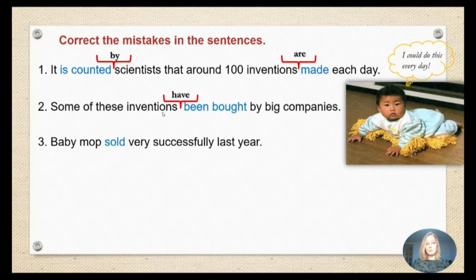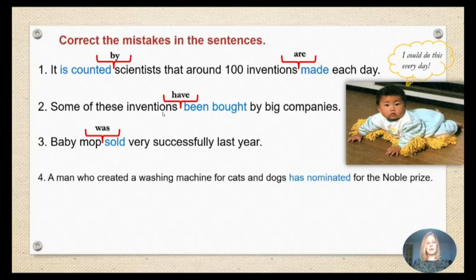What's this? Baby mop sold very successfully last year. Believe it or not, this is an invention. And I must say, an interesting one. So, baby mop sold. Where is the verb to be? We need the verb to be so that the sentence could be passive. Baby mop last year. That's right, was sold. Okay. A man who created a washing machine for cats and dogs has nominated for the Nobel Prize. This man is actually a performer.